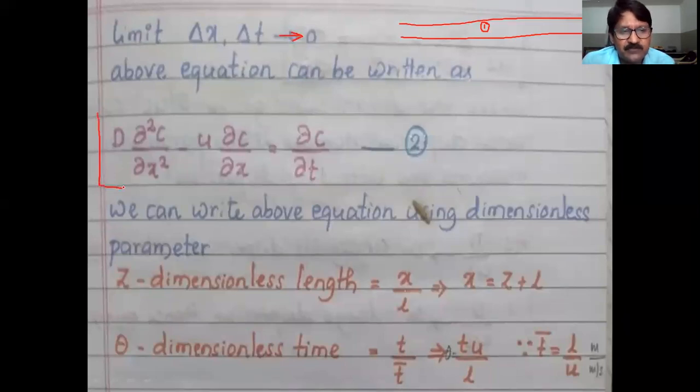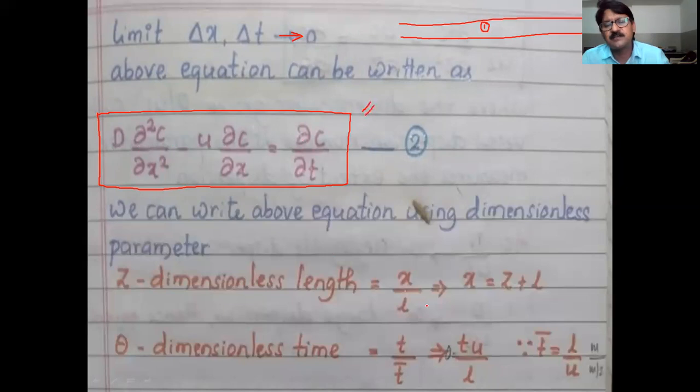You should remember this. Don't worry about the mathematics in detail, I'll explain. It is dou c by dou x, second order dou square c by dou x square. Here also dou c by dou x, dou c by dou t. So this is only the dispersion model. We'll solve this further.